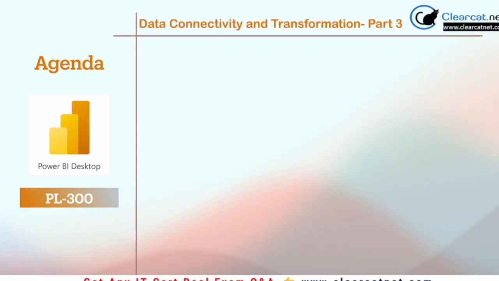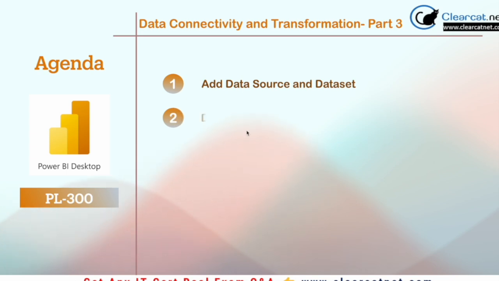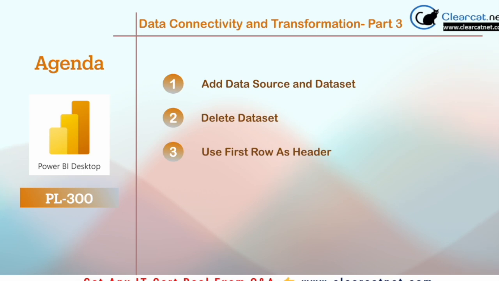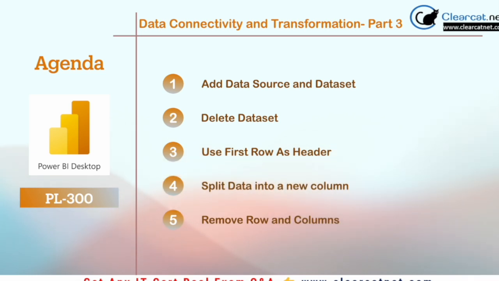Hello .NET, this is the Data Connectivity and Transformation Part 3 lecture. In this lecture, we are going to learn how to add data sources and data sets, delete unwanted data sets, use first row as header, then split data into new columns, then remove unwanted rows and columns.